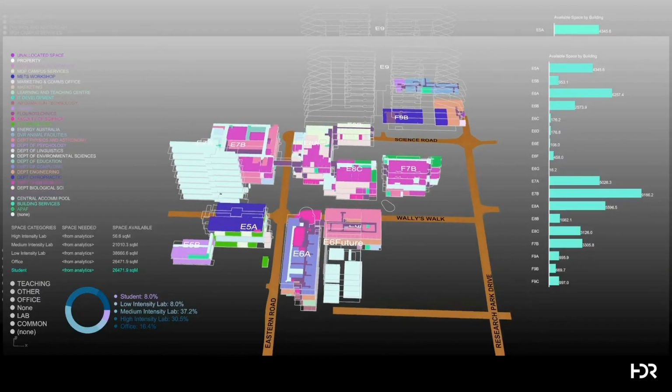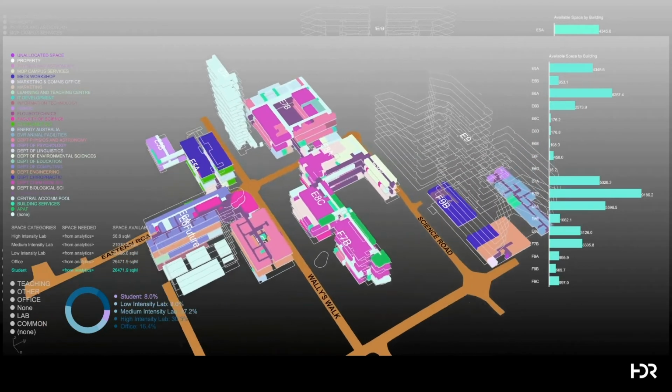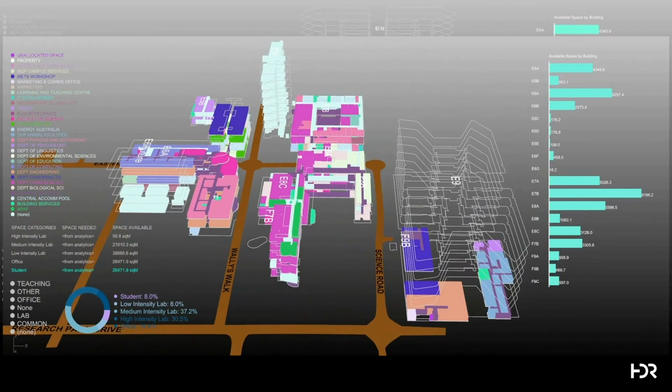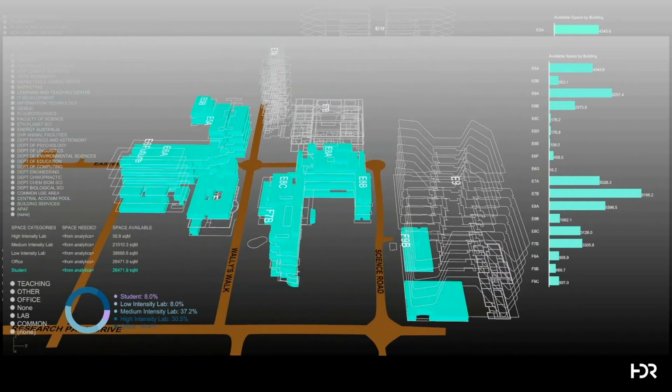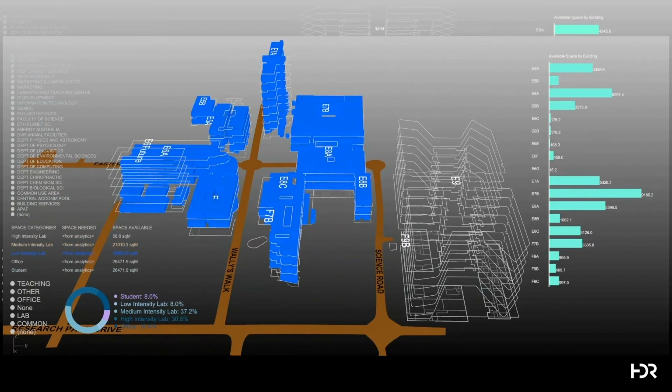Now the FM guys very much like the use of very lightweight models. We're using Rhino here, and we're bolting data onto very lightweight models. We're not getting into Revit, we're not drawing partitions and floor slabs, just very simple, lightweight models. For the FM team, they can quickly see where all the high-intensity labs are, and where all the low-intensity labs are.